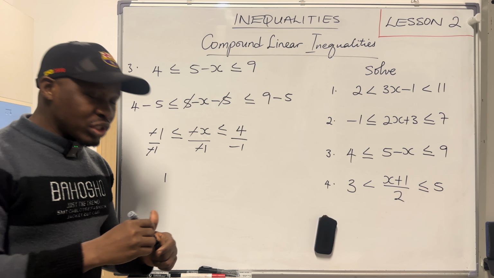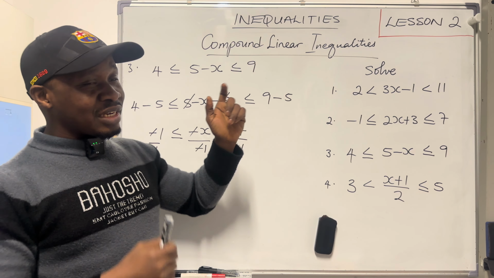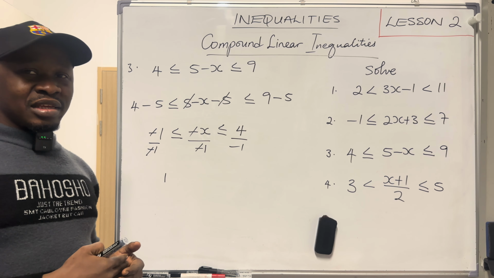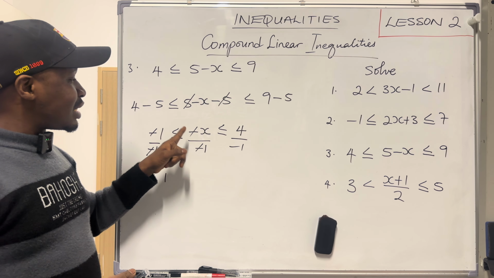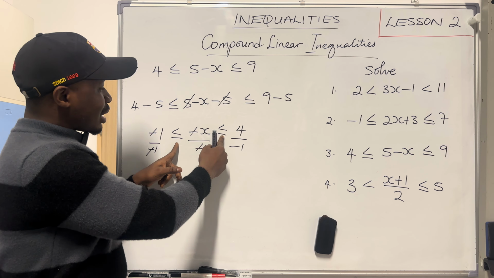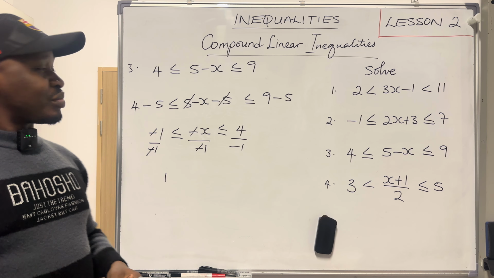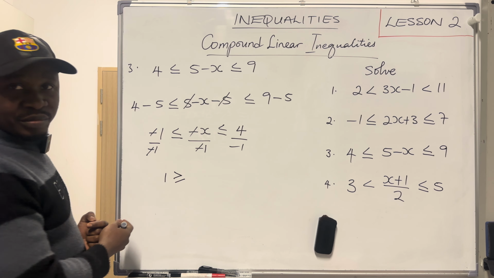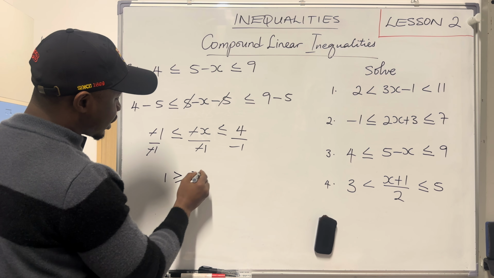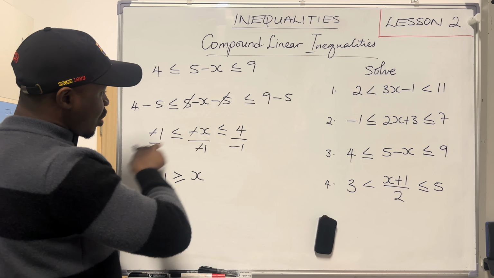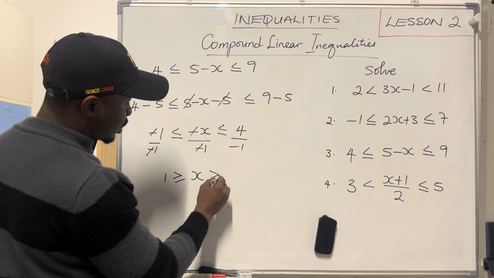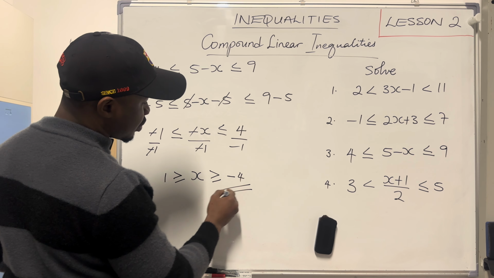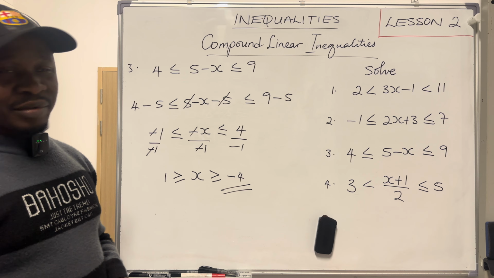Do not forget what we did in the first lesson, that when you divide or multiply both sides by a negative value, the symbols have to change direction. This was pointing this way, it now goes this way. This was pointing this way, it now goes the opposite. So plus divided by minus is minus 4. I hope it is clear.